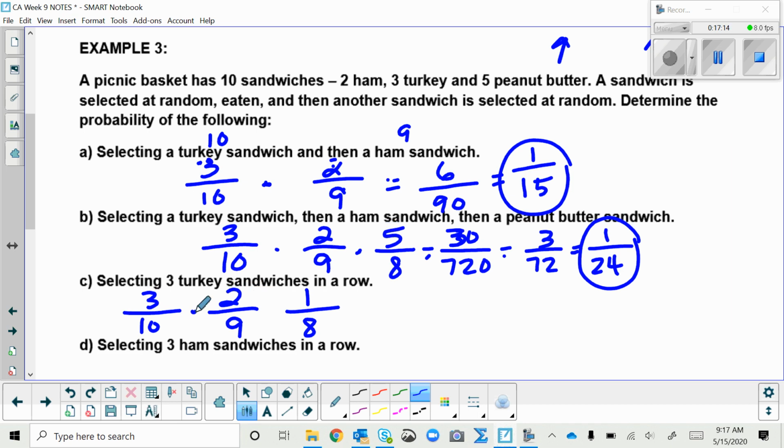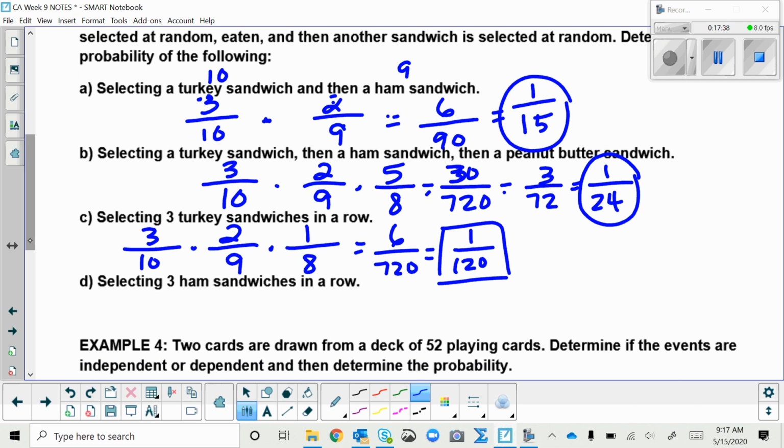So we multiply across the top and bottom. Now we have 6 over 720. And then we divide 6 out of both of those. And the probability is 1 out of 120. So if you chose 3 sandwiches in a row 120 times until you got all 3, chances are it would take you that many times before you got 3 in a row.